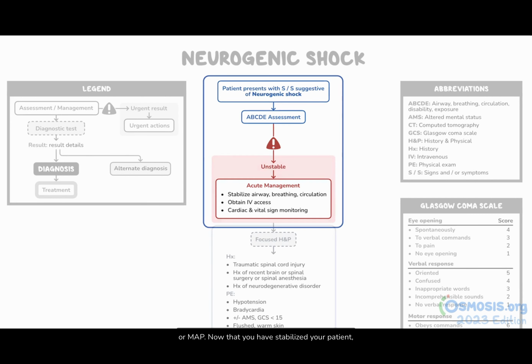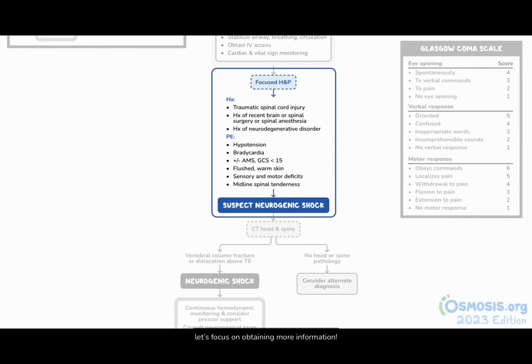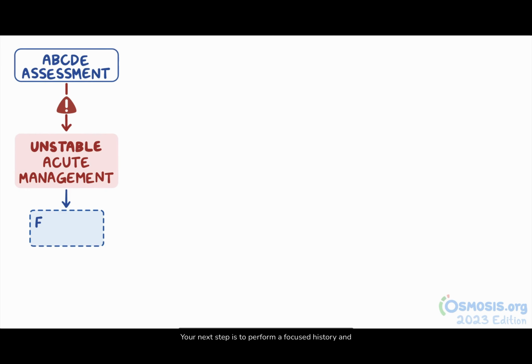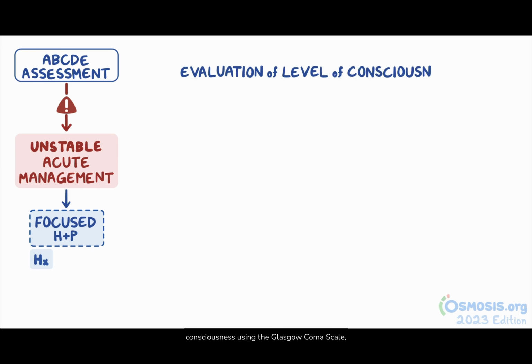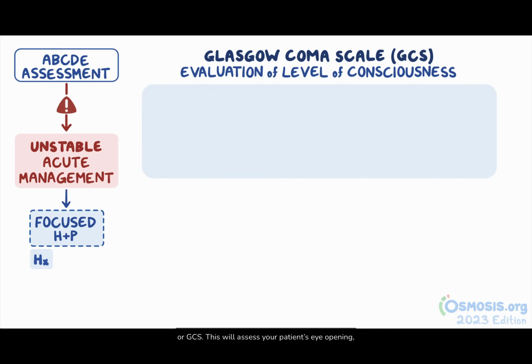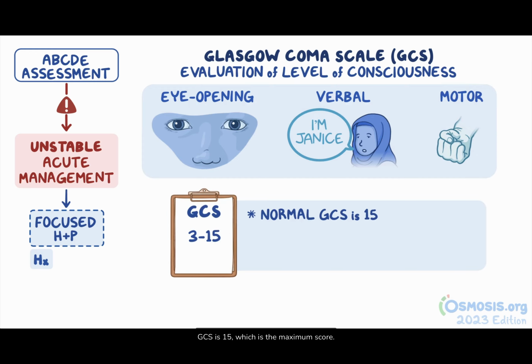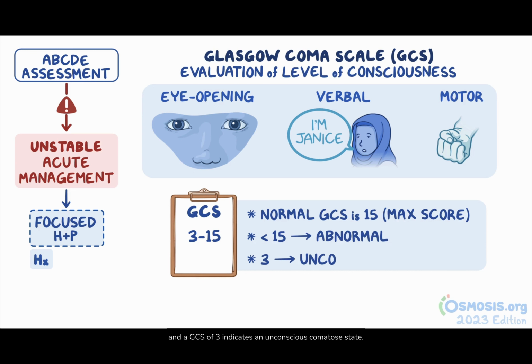Now that you have stabilized your patient, let's focus on obtaining more information. Your next step is to perform a focused history and physical examination, including an evaluation of your patient's level of consciousness using the Glasgow Coma Scale, or GCS. This will assess your patient's eye-opening, verbal, and motor response. Keep in mind that a normal GCS is 15, which is the maximum score. Any score below 15 is considered abnormal, and a GCS of 3 indicates an unconscious comatose state.